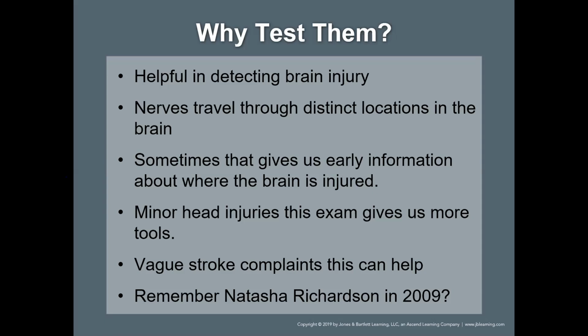So it is helpful in detecting brain injury. Those nerves travel through distinct locations in the brain. And if I found through the cranial nerve assessment that there's something wrong in one of those tracks, it helps us figure out where their brain injury is. With minor head injuries, this exam gives us more things that we can test, more tools in our toolbox. And with vague stroke symptoms, like I'm dizzy, do a cranial nerve assessment as well as a Cincinnati stroke scale.